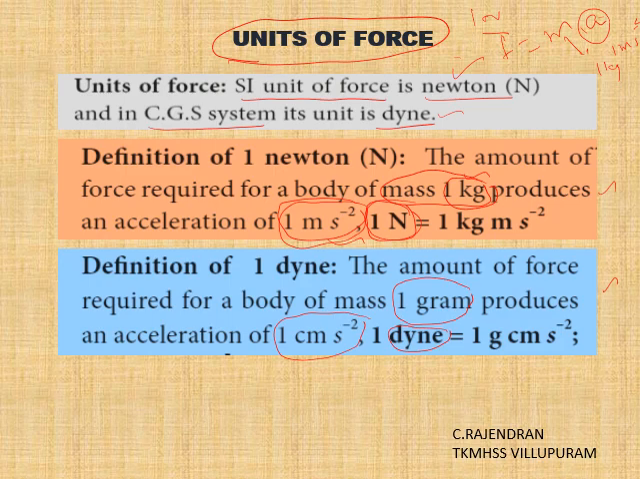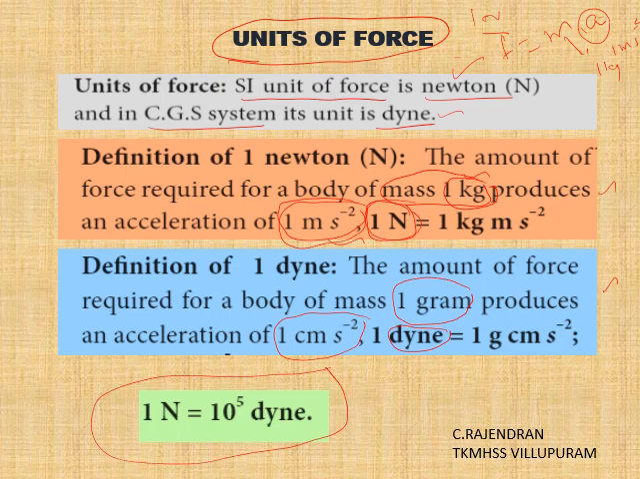Okay. Now that's the relation between Newton and dyne. This is one more question. So 1 Newton is nothing but equal to 10 power 5 dyne. These are the questions that are repeatedly asked in the exams. Okay. So go through this and be well.